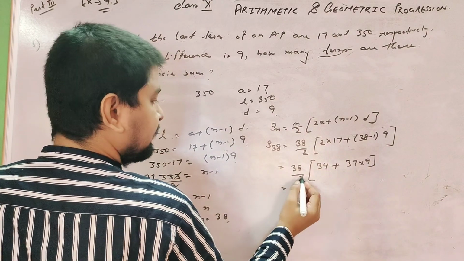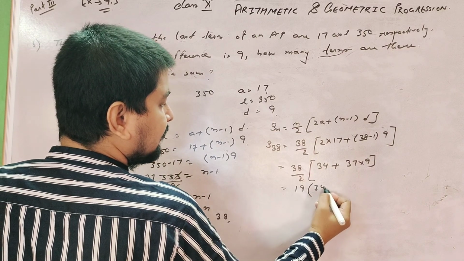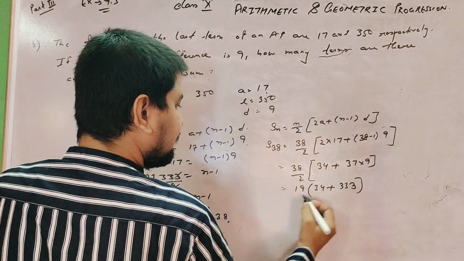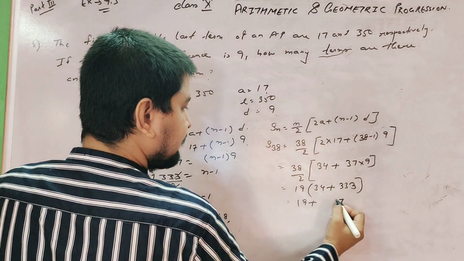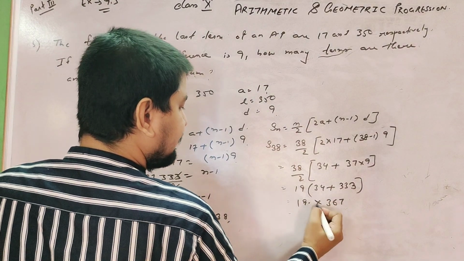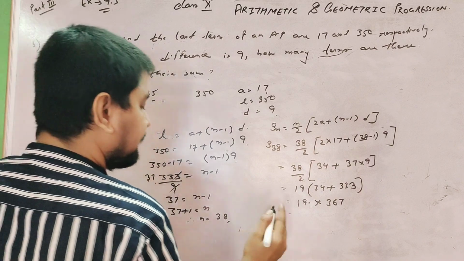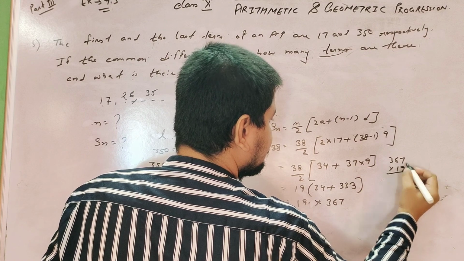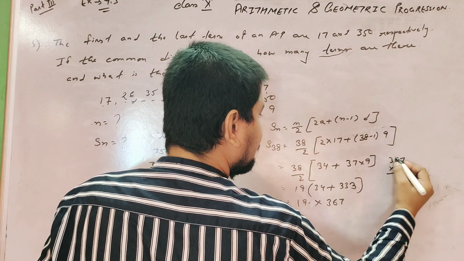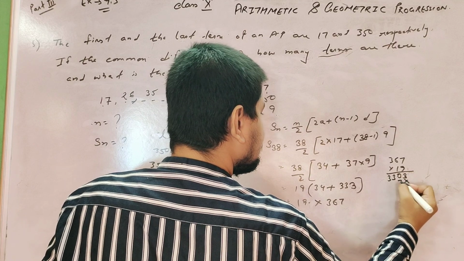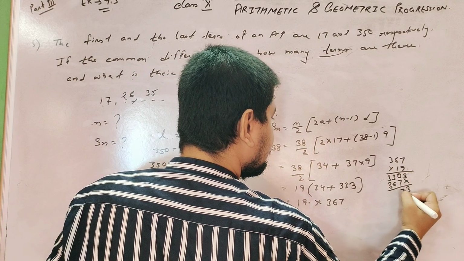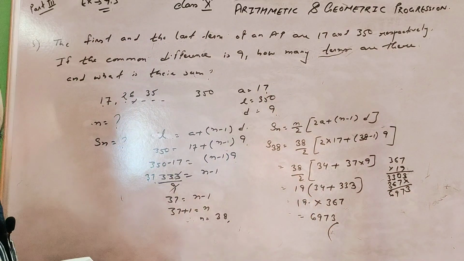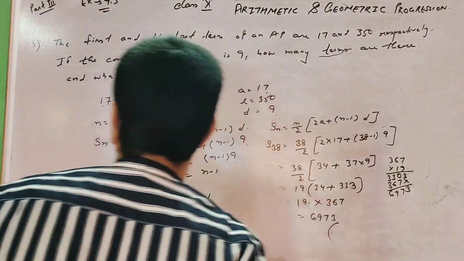So here 38 divided by 2, that is 19, 34, so 19 into 367. Okay, so 367 into 19, that is 6973, is the sum of this AP. Okay, note.